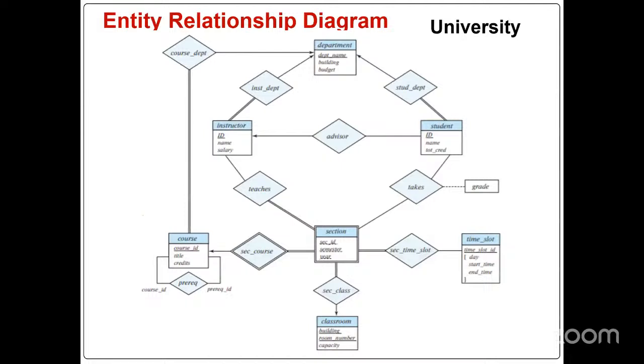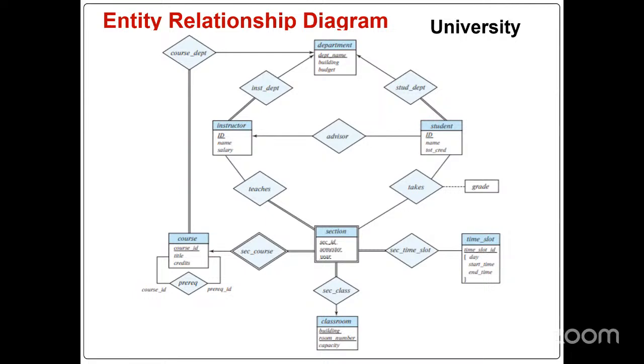Now look here. This is the ER diagram, the entity relationship diagram for a university. We can also write it like this. How many entities are there here? Count and tell me how many entities there are.